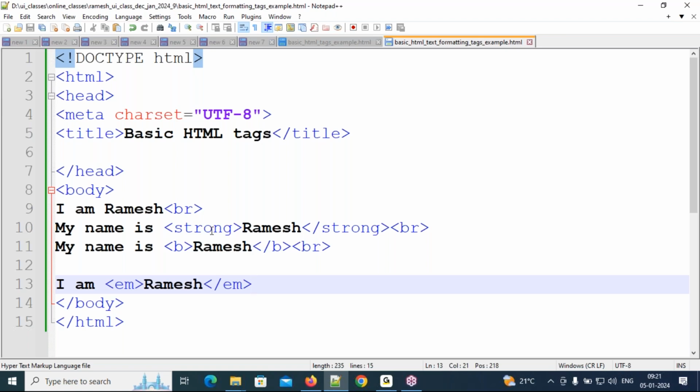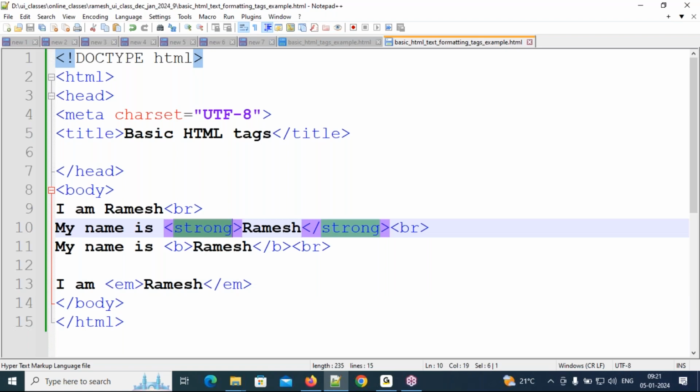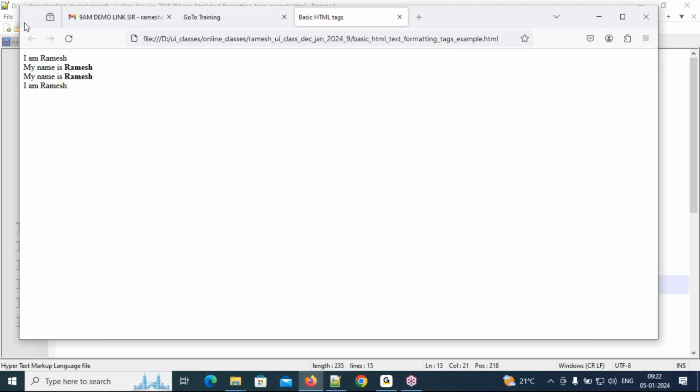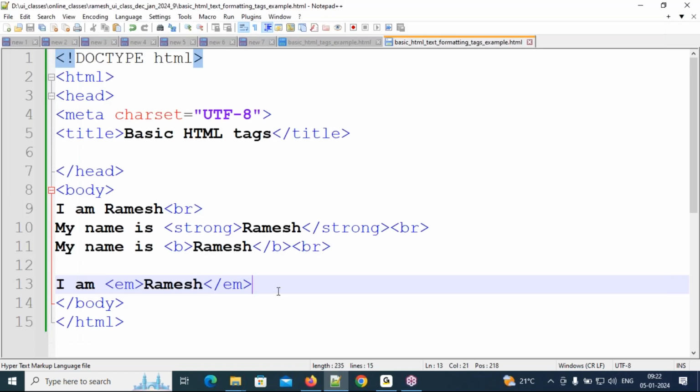In that case, you can go for strong, but it will display the data in bold letters. Or else emphasizing: important data, if you want to display in a strong letter or in italic style also we can. Understand, everybody? So EM stands for emphasizing. That means important, strongly I am telling this. So important but bold letters, go for the strong tag. Important but italic, go for the EM tag. Not important but still italic, go for the I tag.